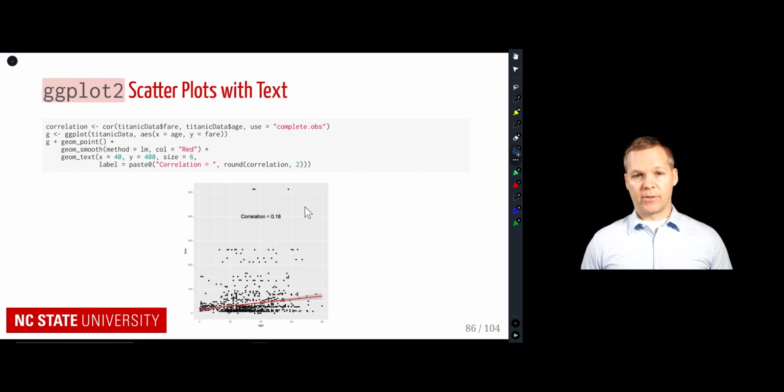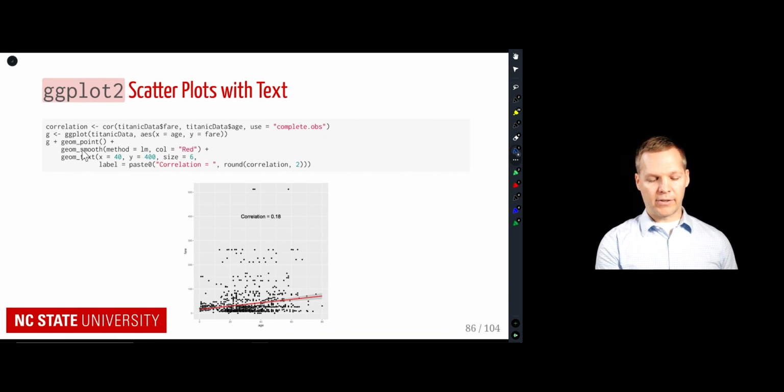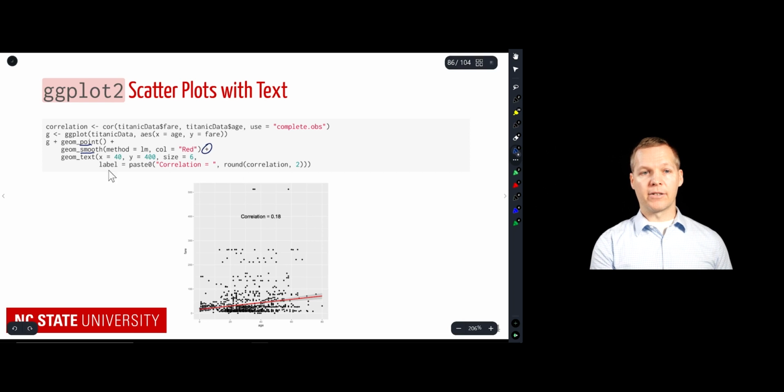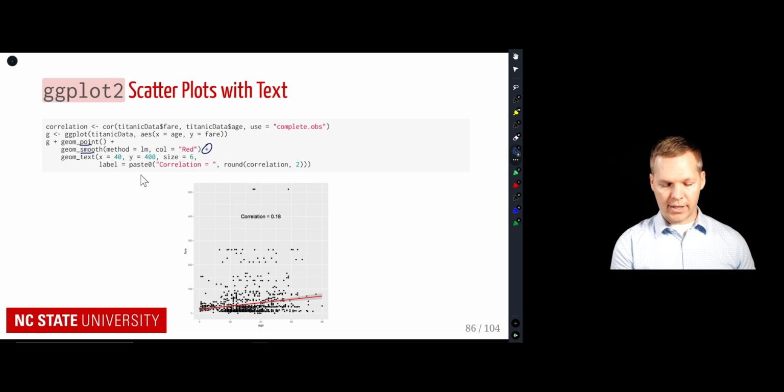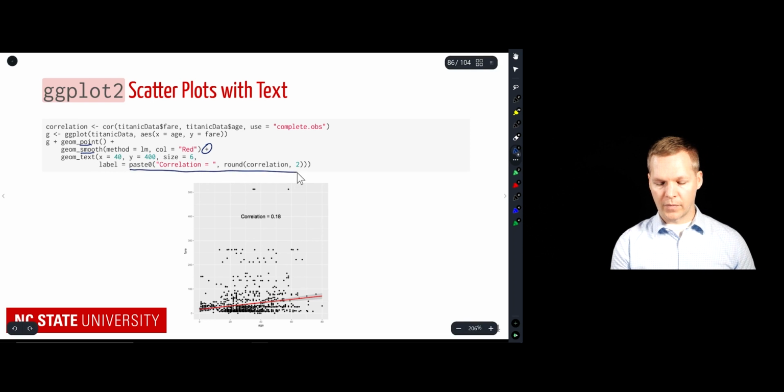How do I add this text in? Well, all right, I got my geom point layer just like we had before. I got my geom smooth, so those haven't changed. But now I'm going to go ahead and add one more layer. And that layer is going to be a geom text layer, which allows me to put text on a plot. And what text I want to put on there is given by this right here. Okay, this is the text that I'm going to be adding.